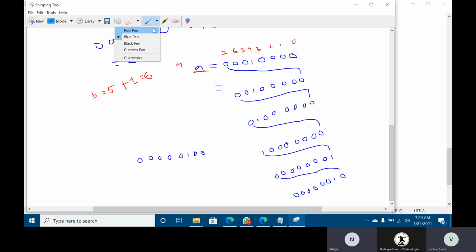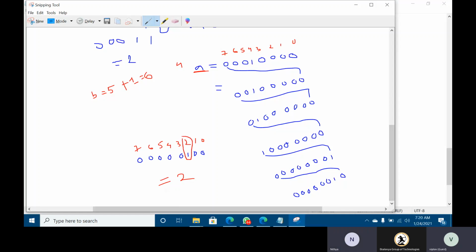Now we have to give the index for this. This is 0, this is 1, this is 2, this is 3, this is 4, this is 5, and this is 6, and this is my 7th index. So now just tell me what is the output? That equals 2, because it is high at the second index.